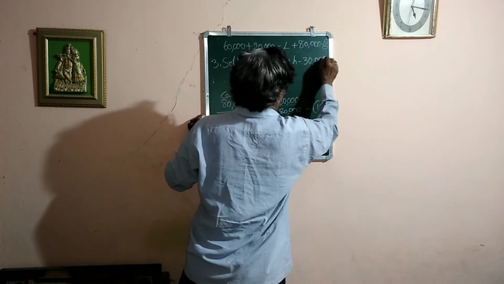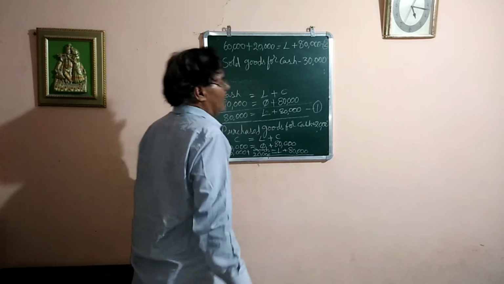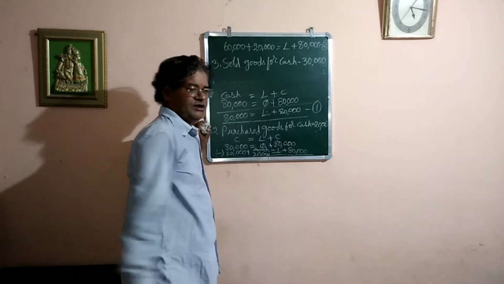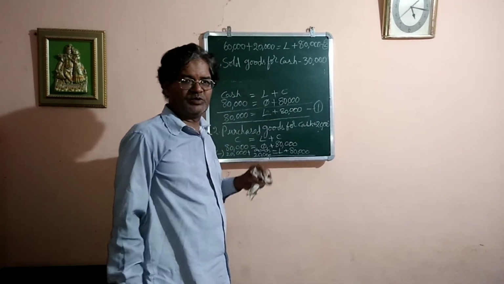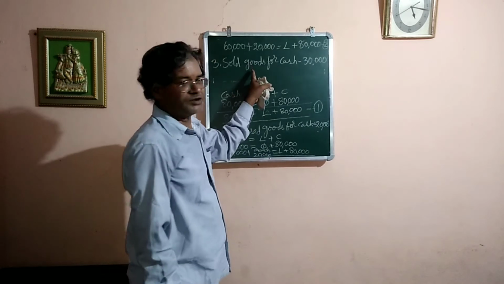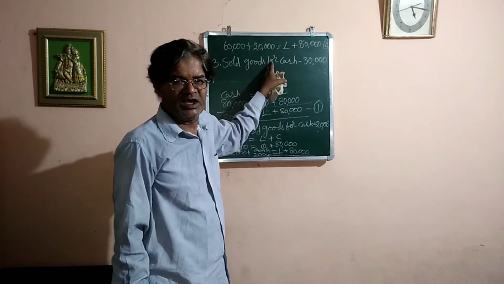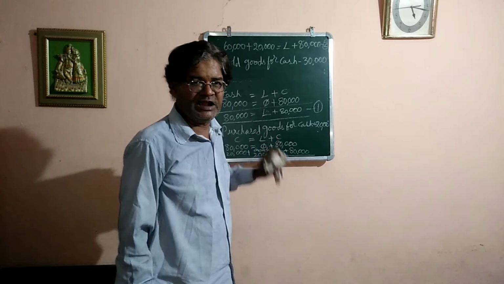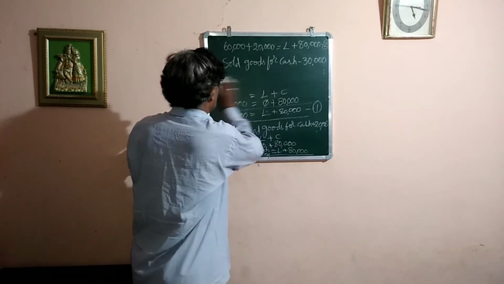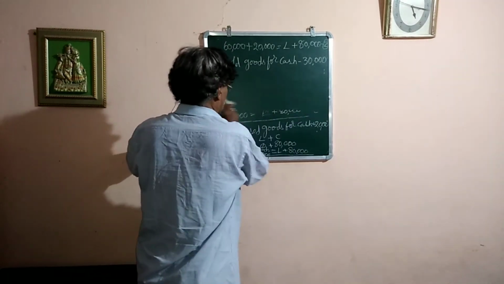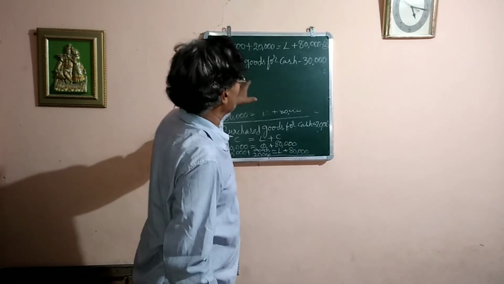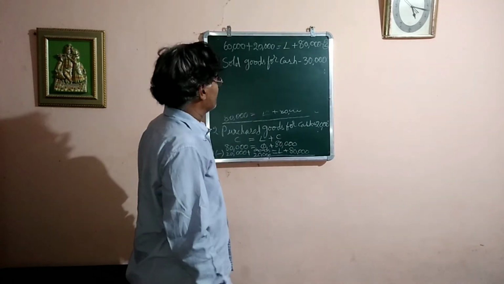30,000 rupees. Now, here also we have to take into account how many accounts we come across. We will come across two types of accounts, goods account as well as cash account. Both are real accounts.